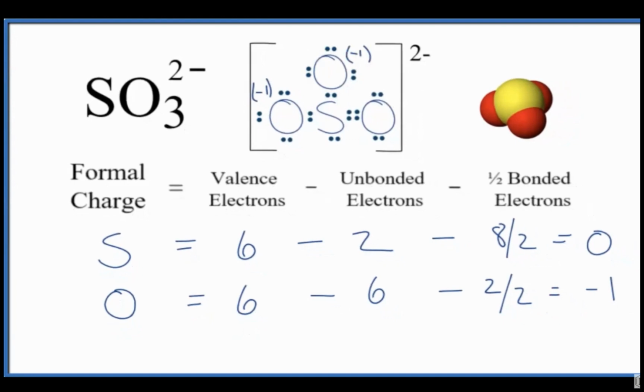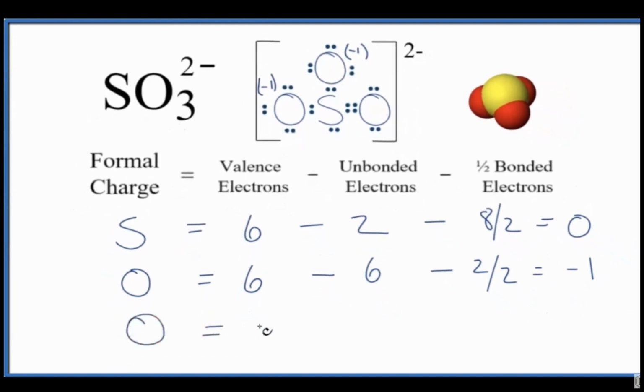Let's do the oxygen with the double bond. Oxygen, that's going to be 6 because it's oxygen. And then we're looking at unbonded, 2, 4. So 4 unbonded, and then the bonded, we have the double bond here. So 2, 4. So we have 4, but we divide that by 2. 6 minus 4 is 2, minus 2 is 0. So this oxygen has a formal charge of 0.